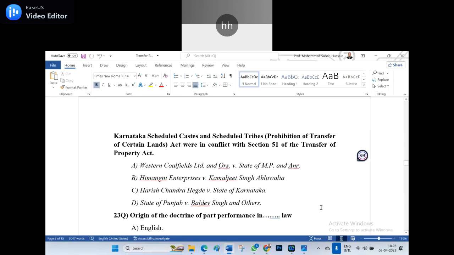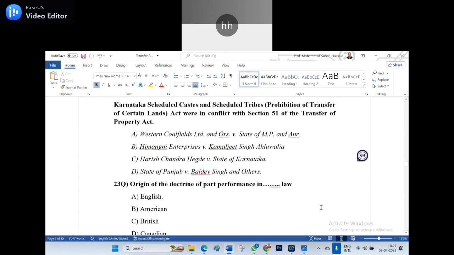It's a very famous case law. D, State of Punjab versus Baldev Singh? No. Harishchandra Hegde versus State of Karnataka. When there is a special act, at that instance, the Transfer of Property Act will be eclipsed. The special act will eclipse the Transfer of Property Act, no longer applicable in the conflict with section 51 of the Transfer of Property Act.